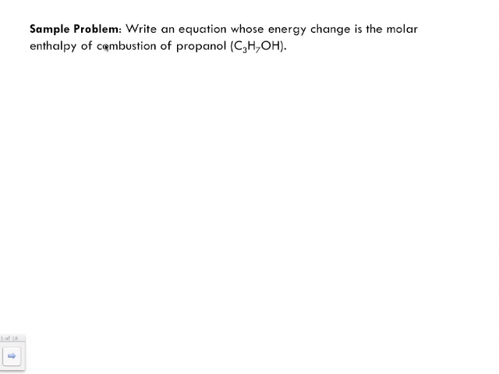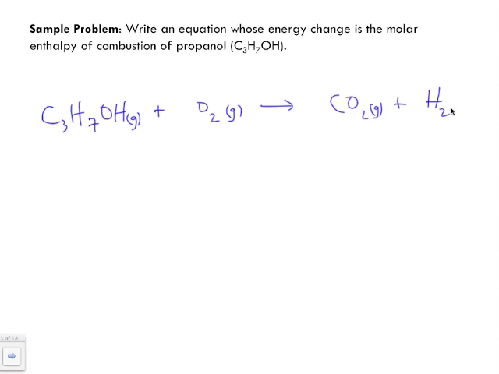Let's look at this sample problem here. Write an equation whose energy change is the molar enthalpy of combustion of propanol. So really what we're doing is we're starting off with an actual chemical equation for the combustion of propanol. So we have C3H7OH. It's going to burn in the presence of oxygen gas, of course, and we've got gas, to produce CO2 gas, carbon dioxide, as usual, plus water.